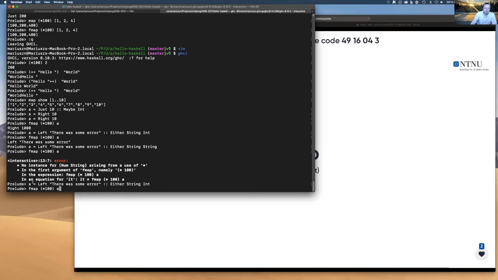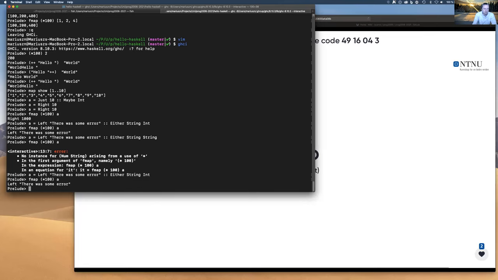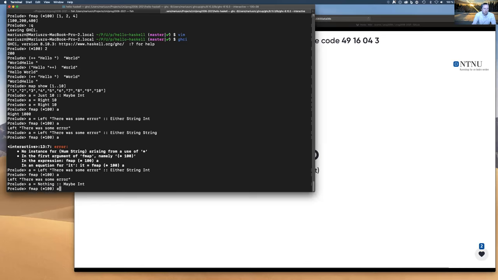I only have the left side, and then it just returns the left side, right? So that returns the left side. If A is a maybe, where we had the maybe. So let's say A is nothing, but it's a maybe int, right? And now I'm multiplying A by 100 again.